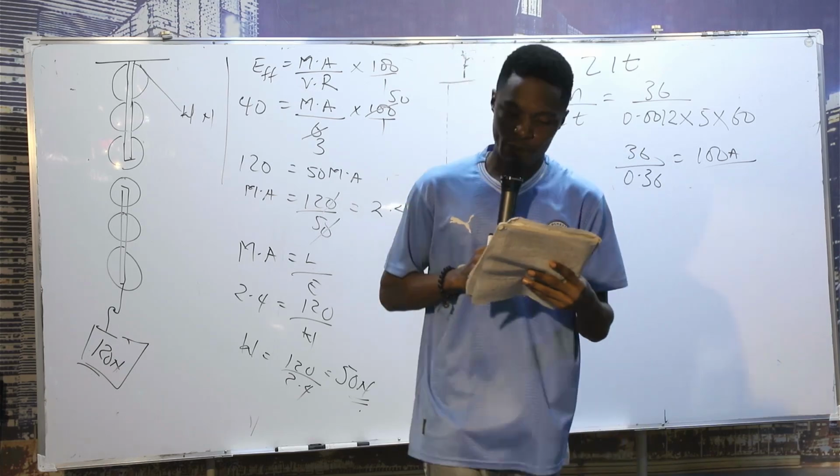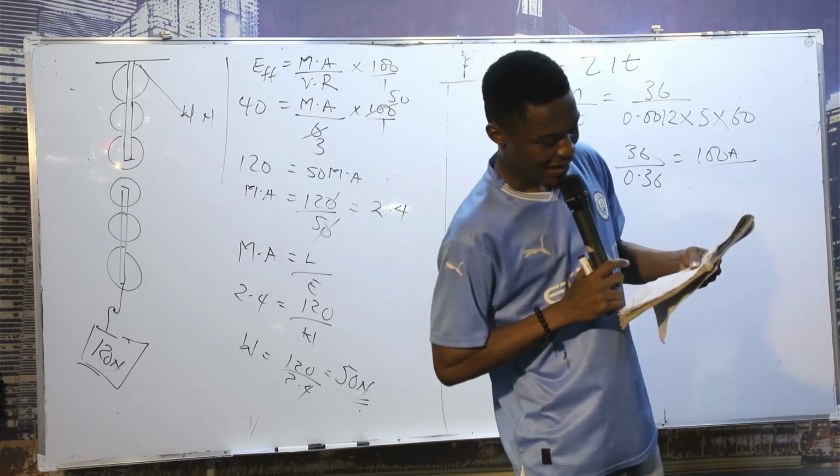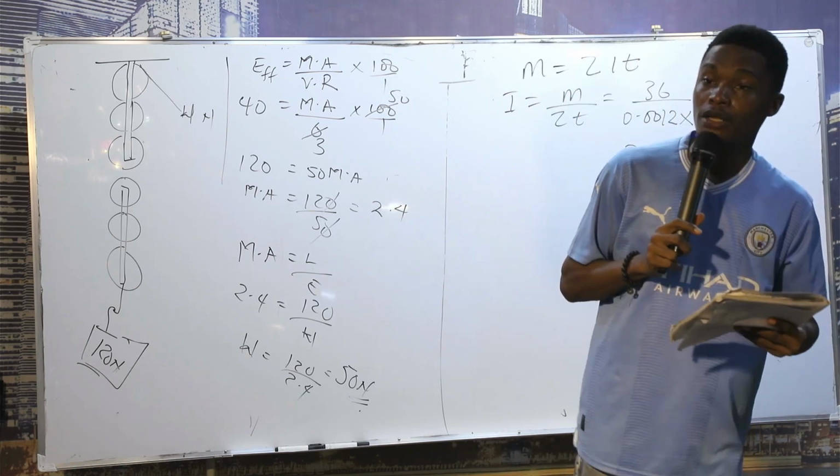15. Which of the following obeys Ohm's law? A, all metals. B, diode only. C, all electrolytes. D, glass. Answer is what? All metals.